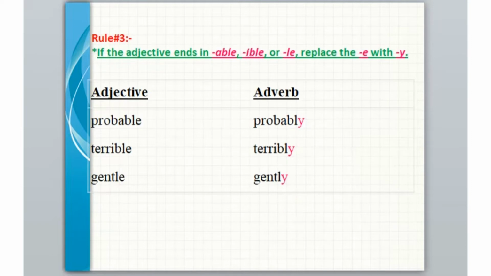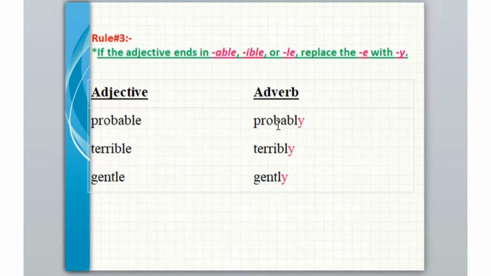Now we will refer to our rule number 3. Okay, students, rule number 3 states that in any case, you can be facing any kind of adjective. If the adjective is ending with able, ible or simply le, then what do we do? Notice, all of them are basically ending with e. So we will remove this e and put y instead. Like that it will automatically change into an adverb.